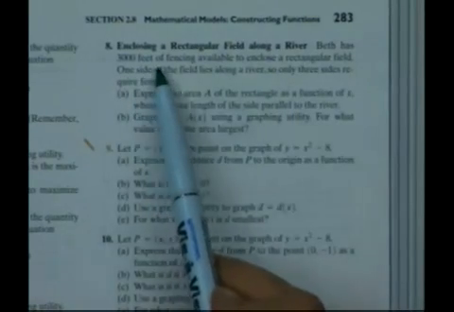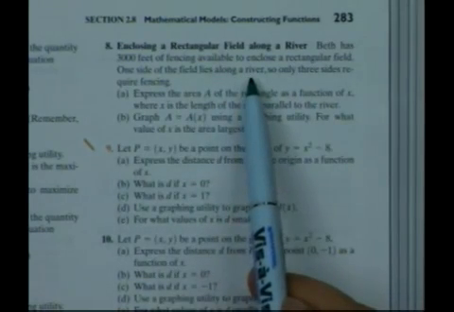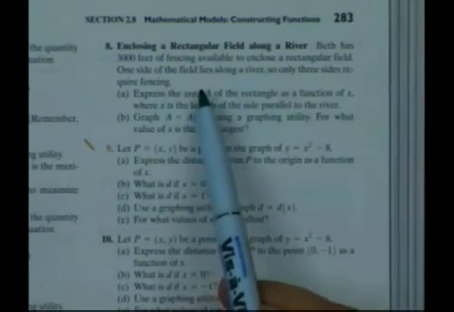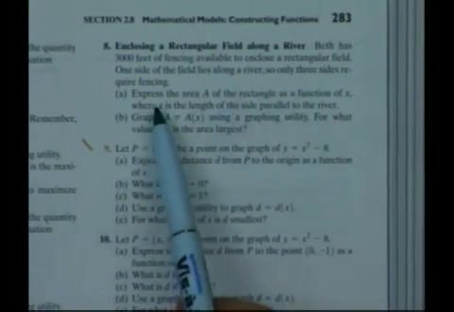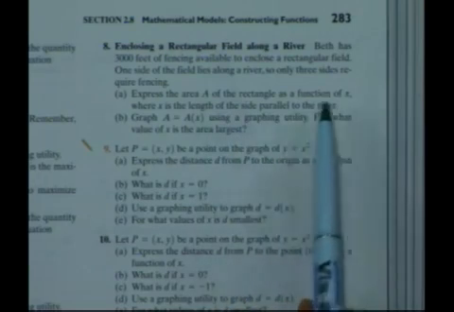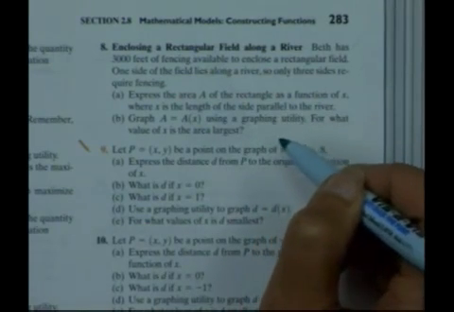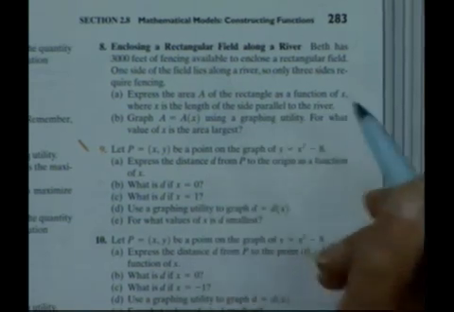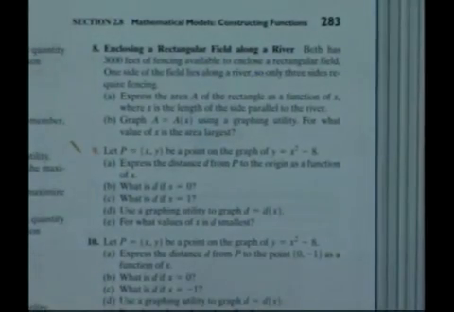Beth has 3,000 feet of fencing to enclose a rectangular field. One side of the field lies along the river, so you only need 3. That means that whatever animals they have in there won't go jump in the river and get out. Express the area of the rectangle as a function of x, where x is the length of the side parallel to the river. And then we want to graph it. This says using a graphing utility. You're not going to want to do that because now you know all about quadratic functions. Was that in section 3.1? Yeah, now you know how to do it without the graphing utility. Okay? All right, so number 8.